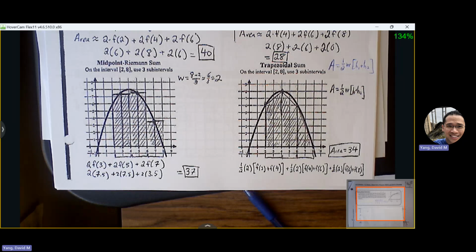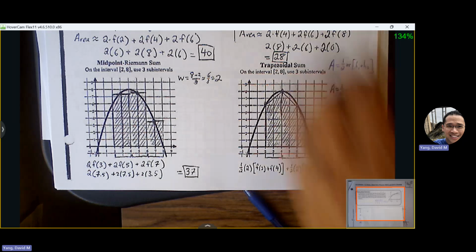So our formula is 1/2 width times height 1 plus height 2. Here, my width is always 2. So 1/2 times 2 times f of 2 plus f of 4. That's the area of one trapezoid. Second trapezoid, 1/2 width, f of 4 plus f of 6. And then last one, 1/2 width, f of 6 plus f of 8. And if we add all that up, that's going to give us an area of 34, which will be the most accurate amongst these 4 approximations.